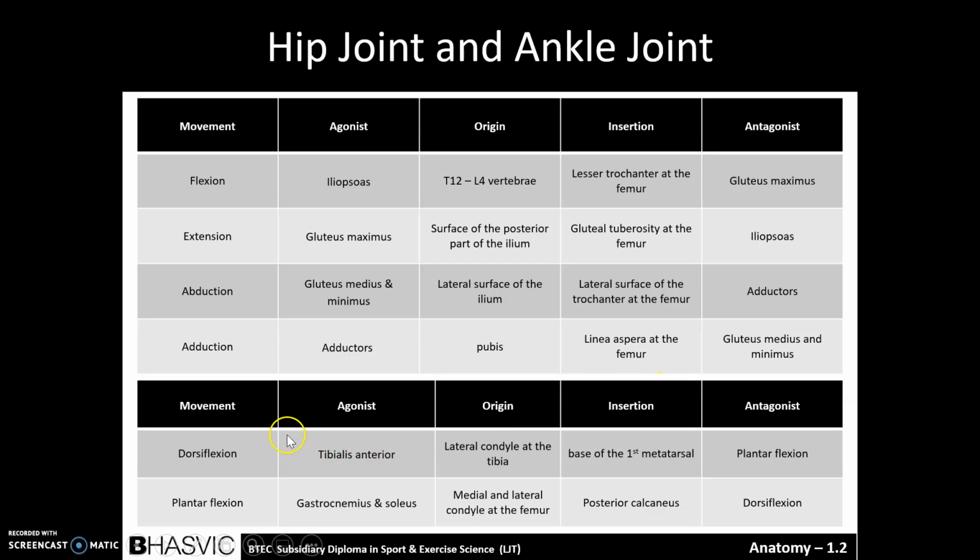At the ankle joint, dorsiflexion can occur, and the agonist creating this movement would be the tibialis anterior. The origin of the tibialis anterior is the lateral condyle at the tibia, and the insertion of the tibialis anterior is the base of the first metatarsal in the foot. And the antagonist to this movement would be plantar flexion.